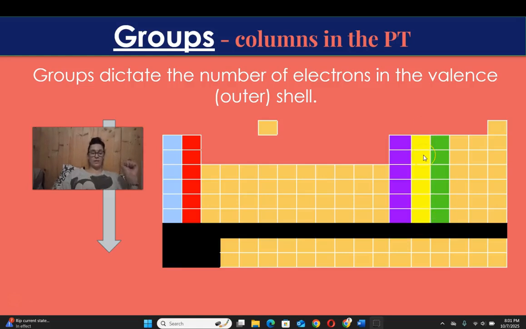Group 14, which is the carbon family, doesn't like to gain or lose. It prefers to share, which is why there are so many different types of carbon-based compounds, because it can form 4 different bonds with things and form a variety of different organic compounds.